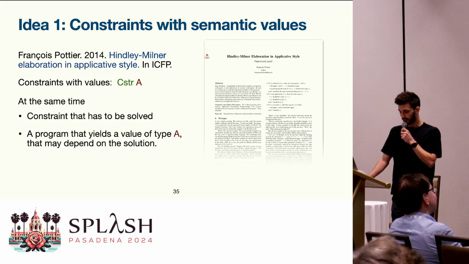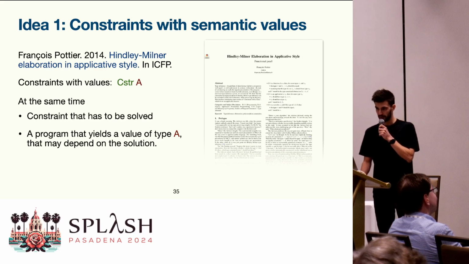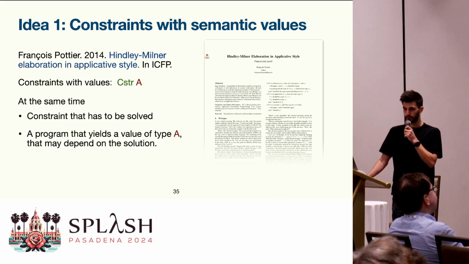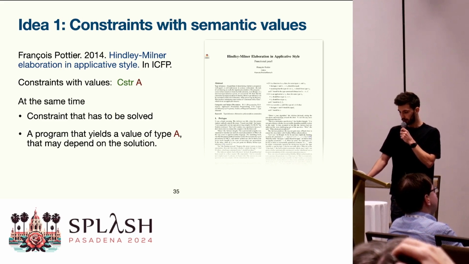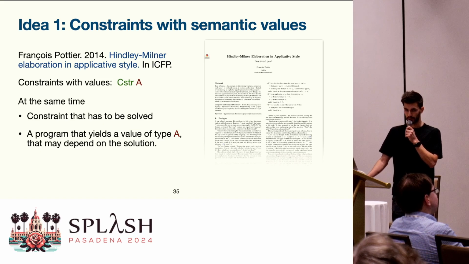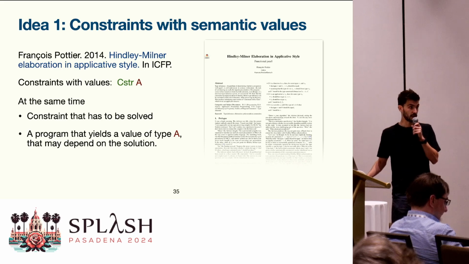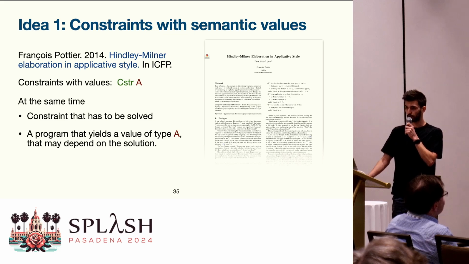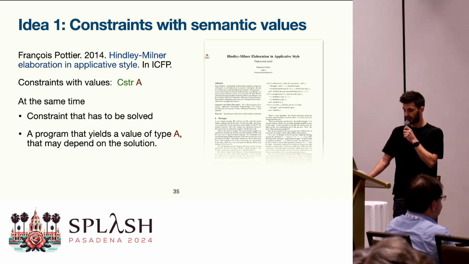So we're going to combine a couple ideas. Maybe some of you have read this paper. This is by François Pottier in 2014. It's a functional pearl, where he comes up with this kind of idea which he calls constraints with semantic values, which is to say it's a kind of type that at the same time is a constraint that should hold, and also it would yield a value of type A if the constraints hold. And also, importantly, the value of type A can depend on the solution of the constraints.